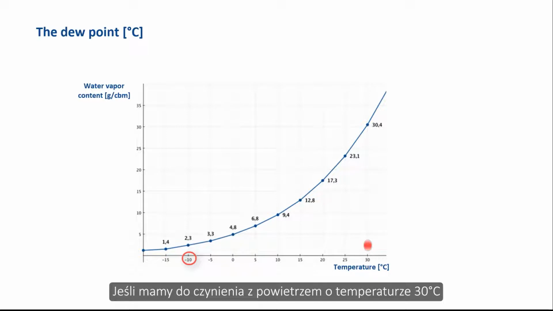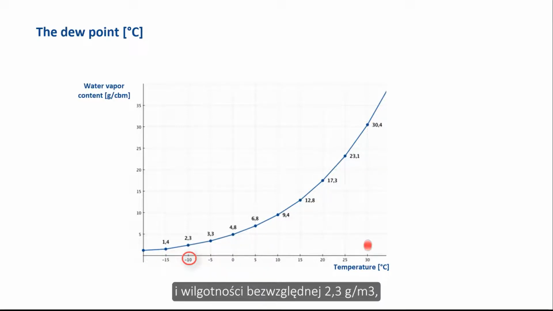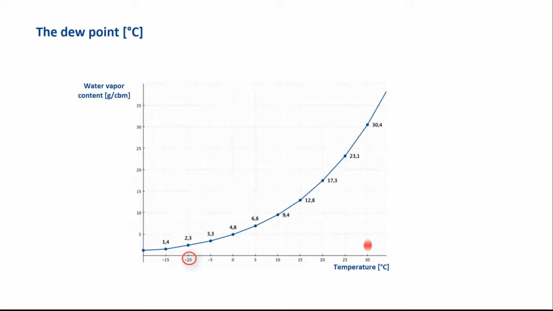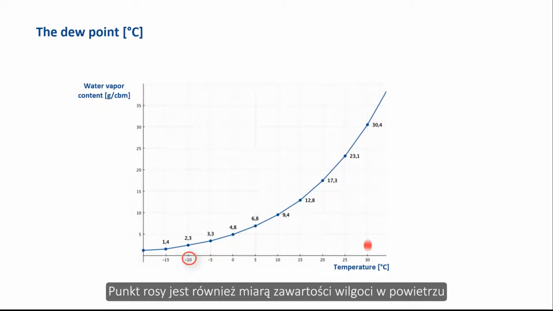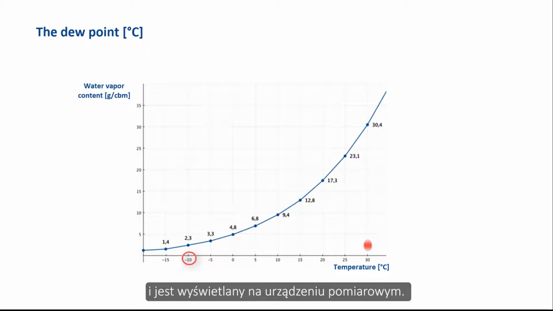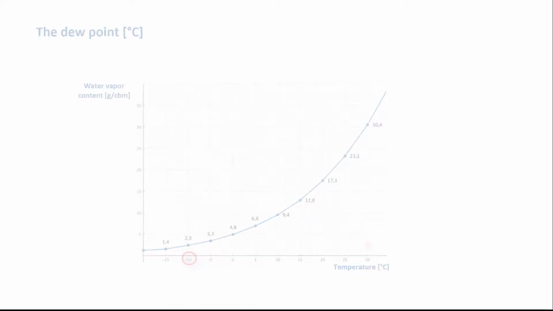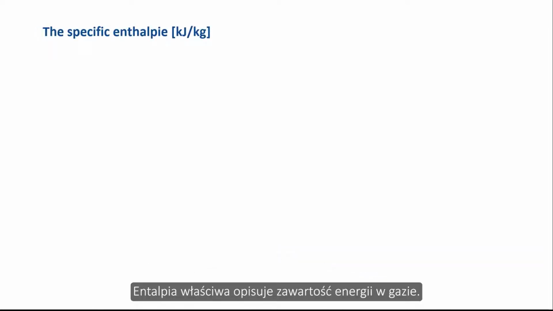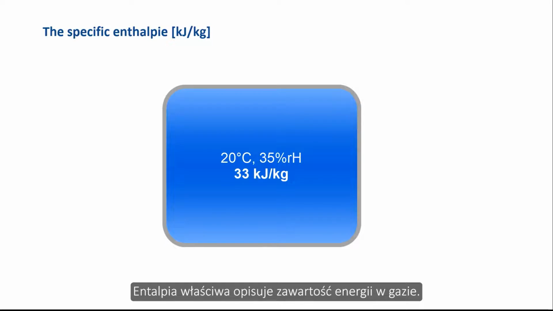If air with a temperature of 30 centigrades and an absolute humidity of 2.3 grams per cubic meter is present, the dew point is minus 10 centigrades. The dew point is also a measure of the moisture content of the air and is displayed on the measuring instrument. The specific enthalpy describes the energy content of a gas.